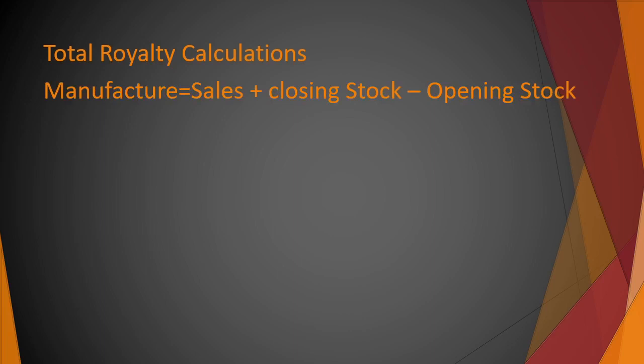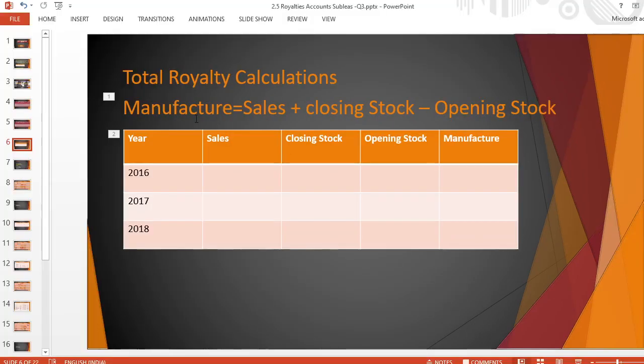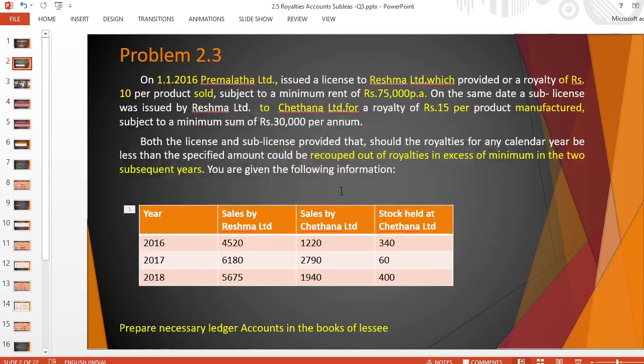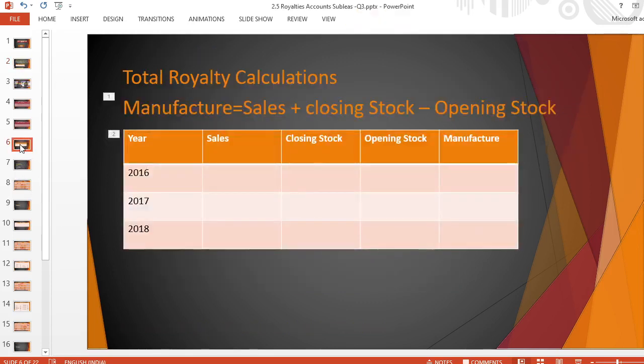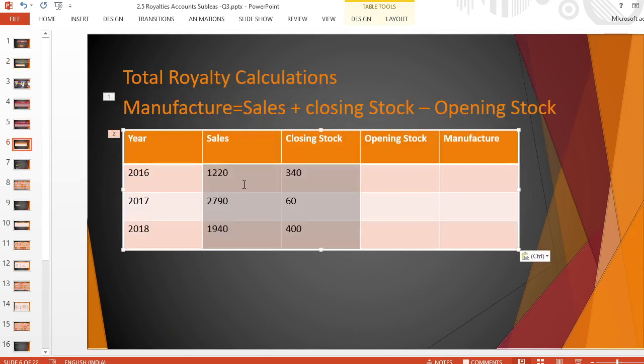For this, I hope you remember the formula: number of units produced equals sales plus closing stock minus opening stock, if any. So let me calculate this with the help of this table. I'll just copy the sales and closing stock of sublessee. They have given the sales of 3 years and closing stock of 3 years.